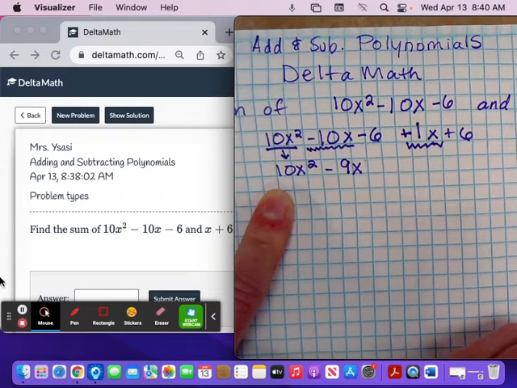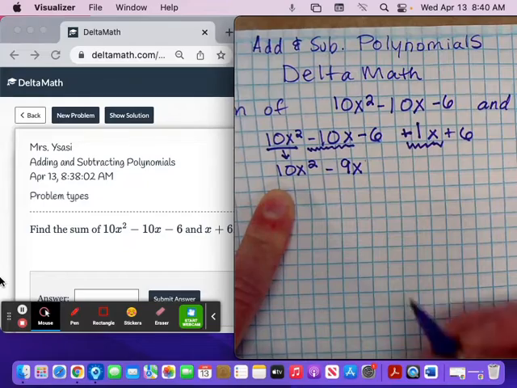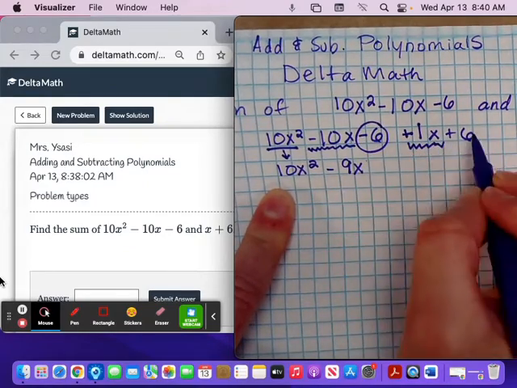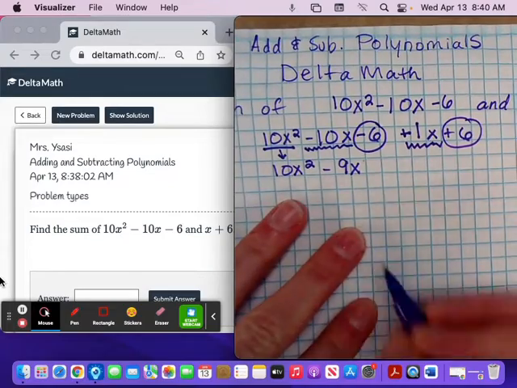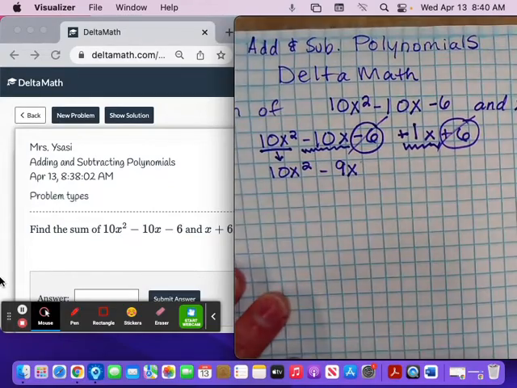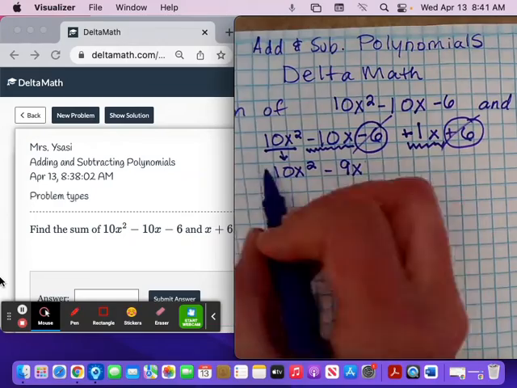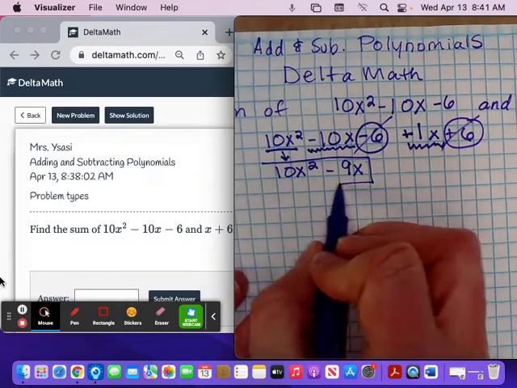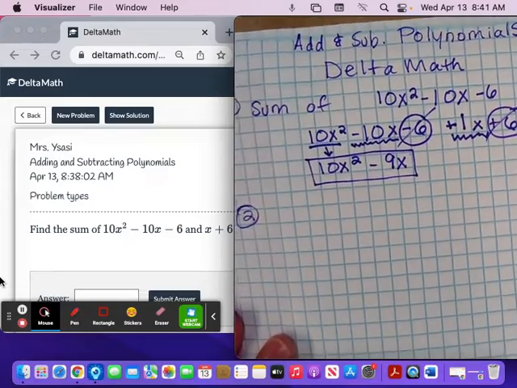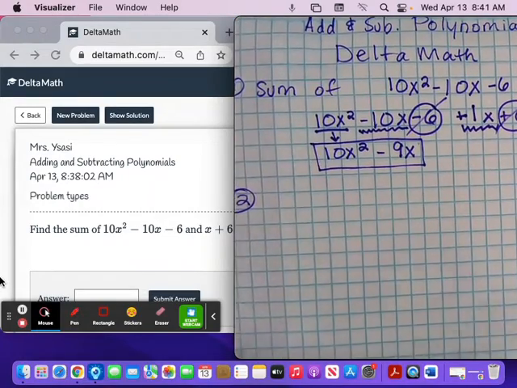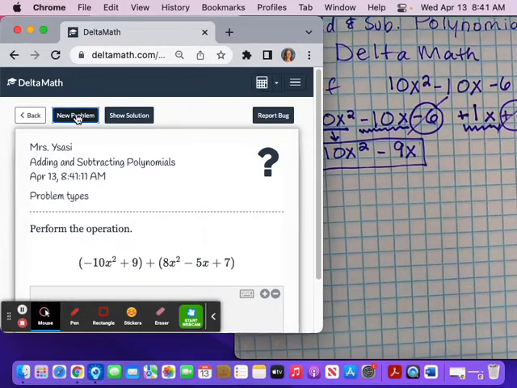And then our last term that we're going to combine would be negative 6 and positive 6, because those have a degree of 0. If I have a negative 6 and I add 6 to it, it equals 0. So that's it. I can mark those out, and then this is my solution. Okay, let's go and look for another problem. Let's look at this one.